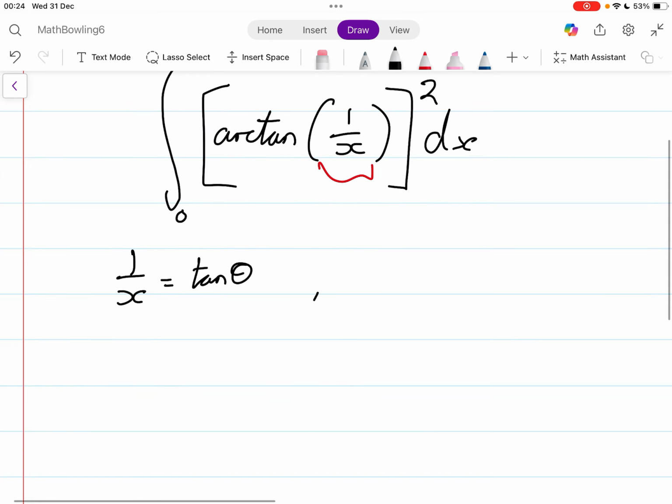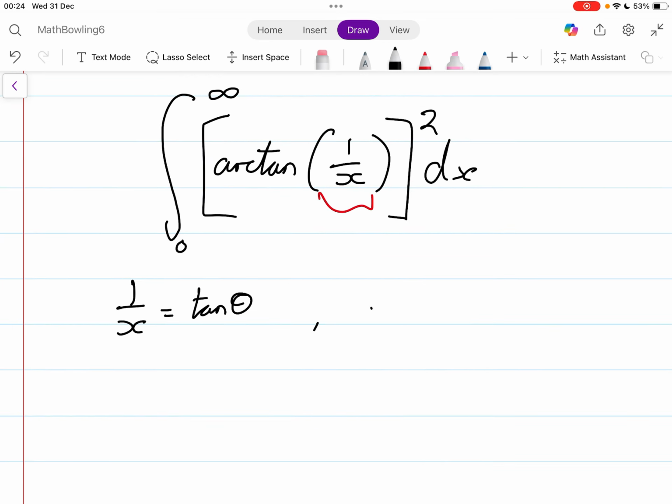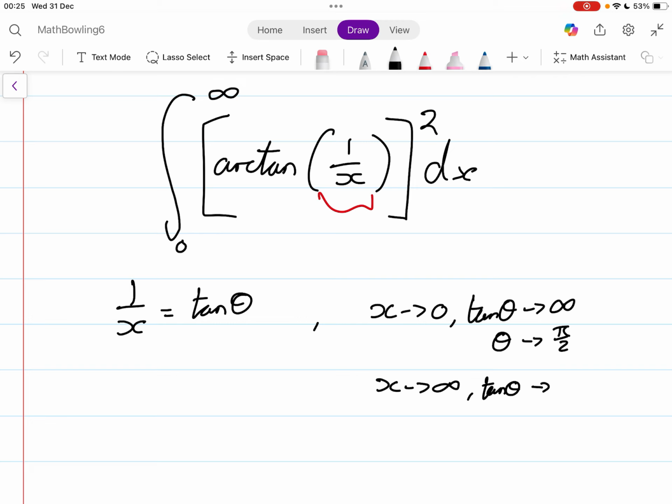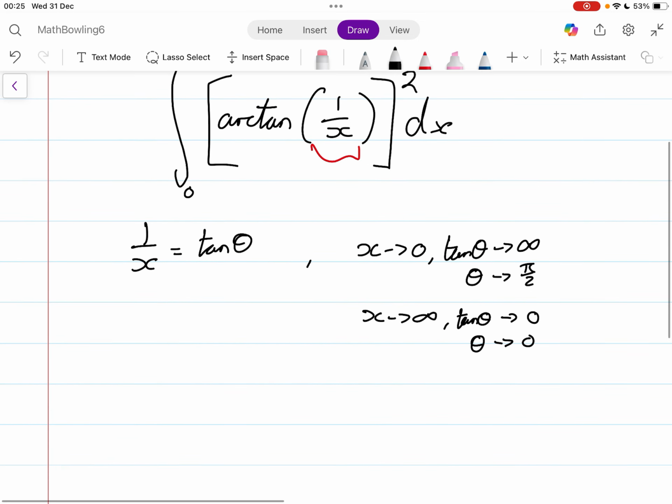So first things first, we're going to sort the bounds. As x approaches 0, tan theta approaches infinity, which means that theta approaches pi over 2. As x approaches infinity, tan theta approaches 0, so theta approaches 0. That's it really for that bit.